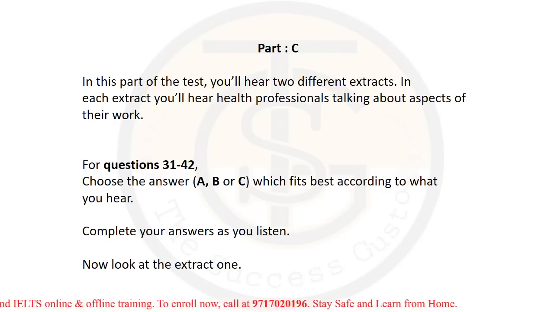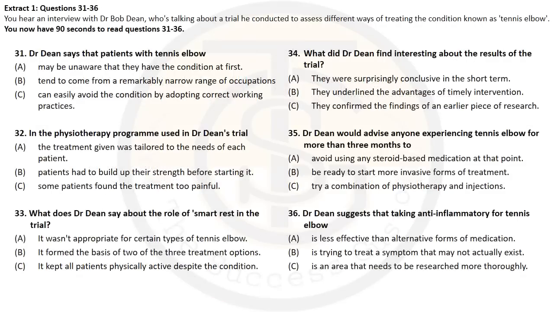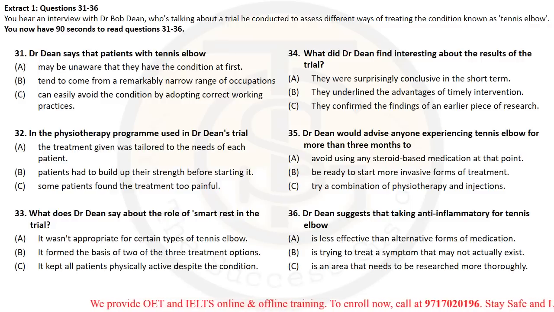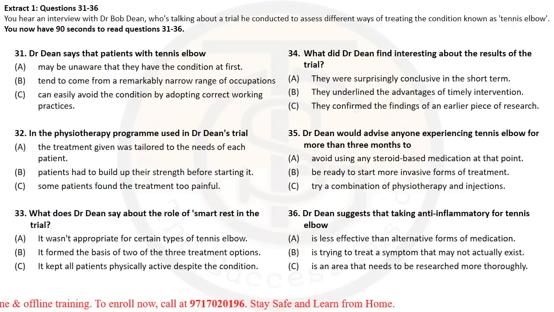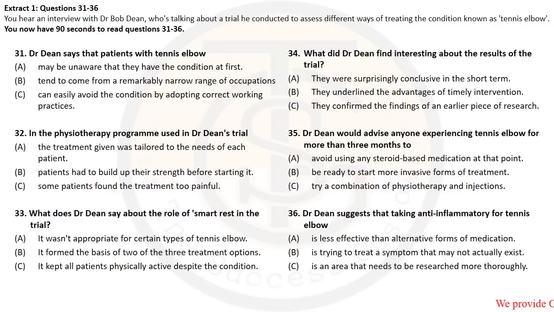Now look at Extract 1. Extract 1, questions 31 to 36. You hear an interview with Dr. Bob Dean, who's talking about a trial he conducted to assess different ways of treating the condition known as tennis elbow. You now have 90 seconds to read questions 31 to 36.